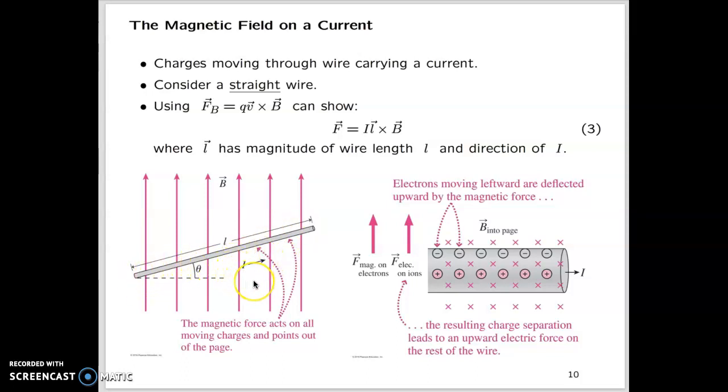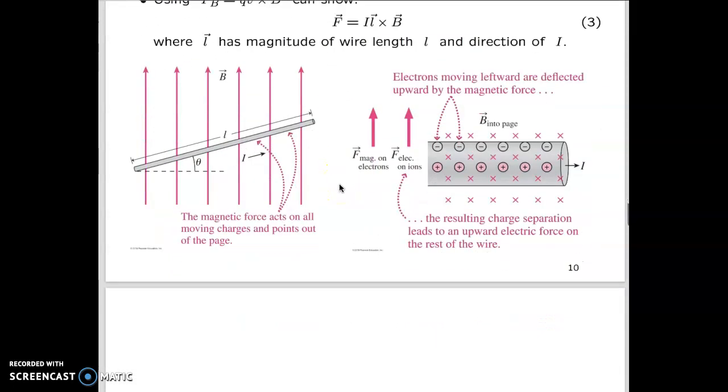So here you see the current is going a little bit upwards and to the right. So the vector L will be pointing from that point to that point. And that's the vector you need to calculate this cross product. So L cross B multiplied by the current, that will give you the magnetic force acting on the wire.